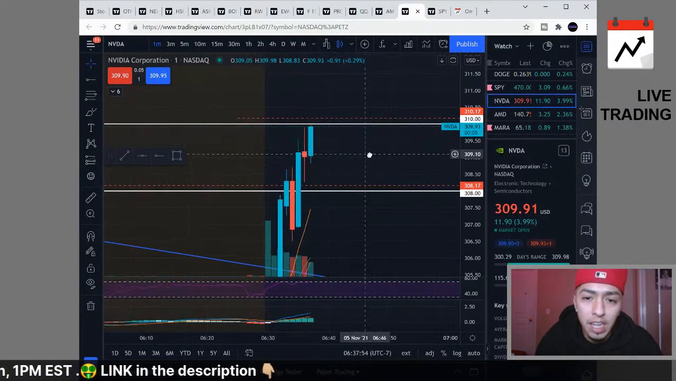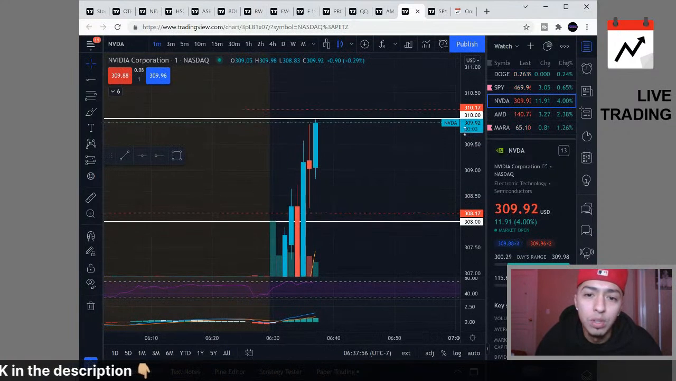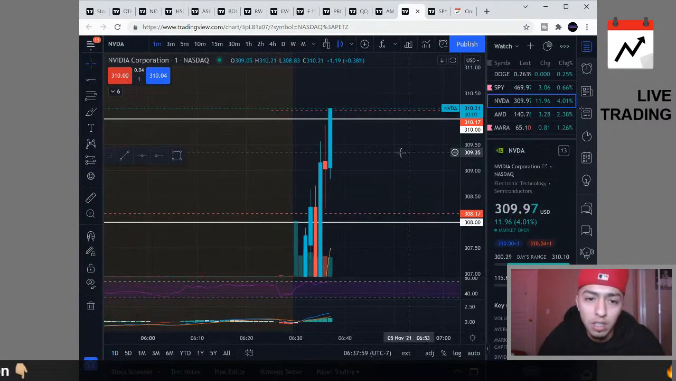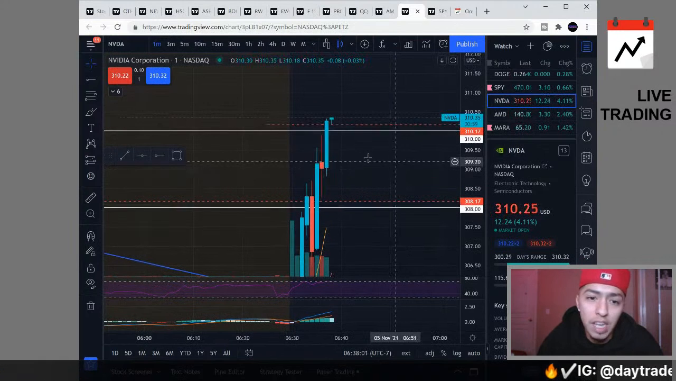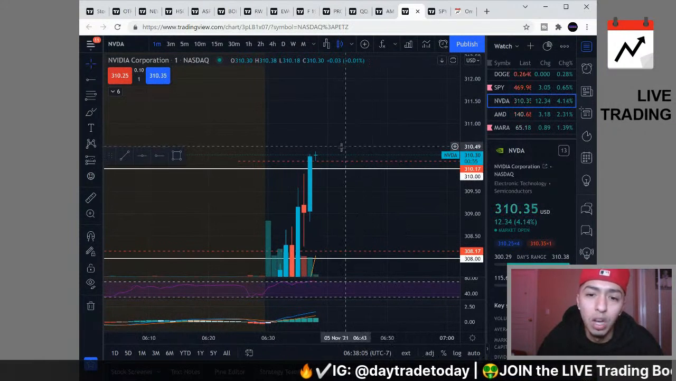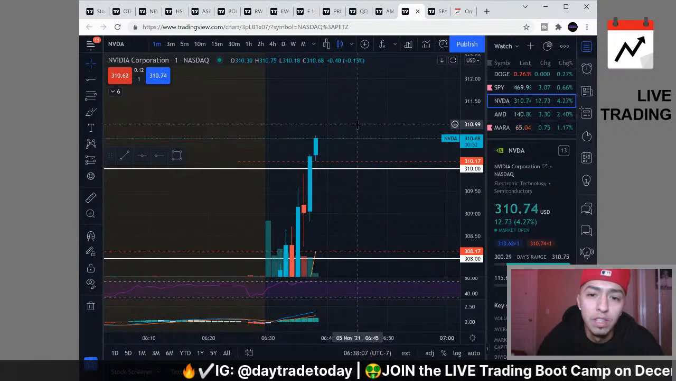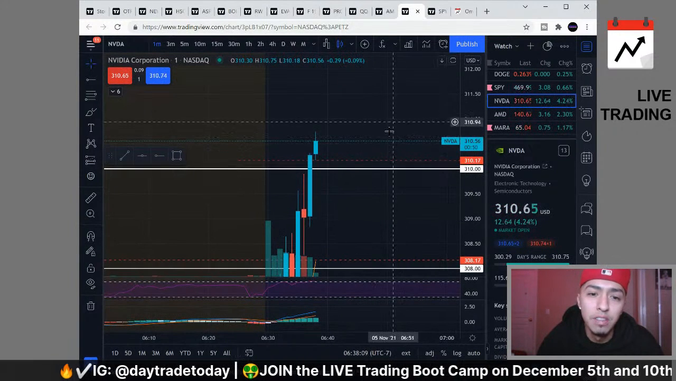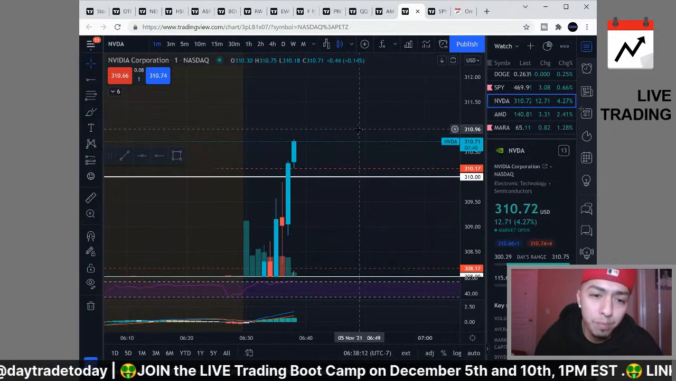But NVDA entry coming up at 310.17. There's your entry on NVDA, 317. Now you would ride this all the way up to 311. You could take some profits at 311 on NVDA calls.